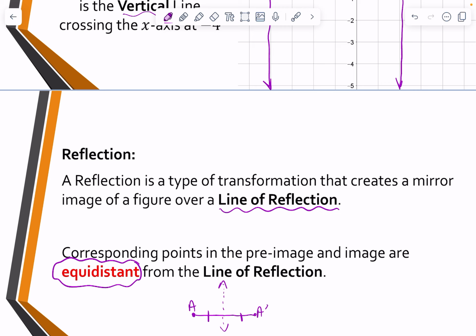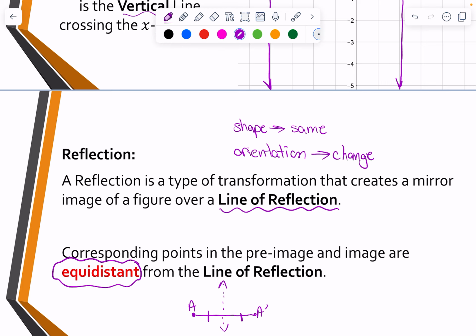Now, the other thing that we need to think about is that the shape itself is going to be the same, meaning there is no size difference. So the shape is going to stay the same. The orientation, though, is going to change. Okay? It is going to change. It is not going to be the same because of this idea of equidistance.